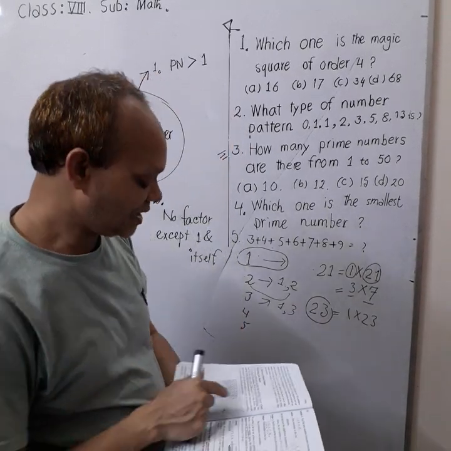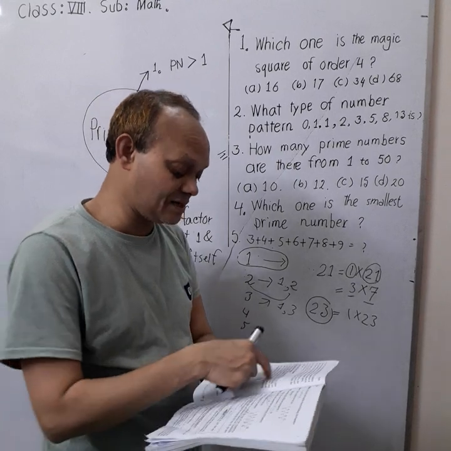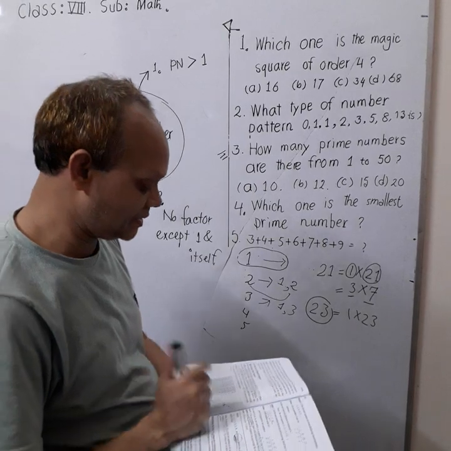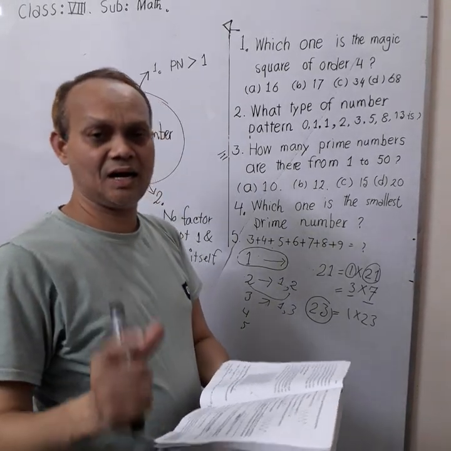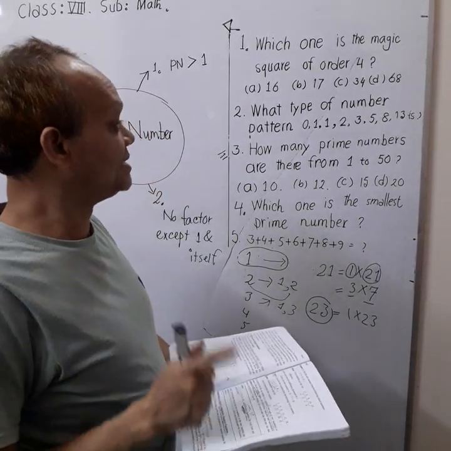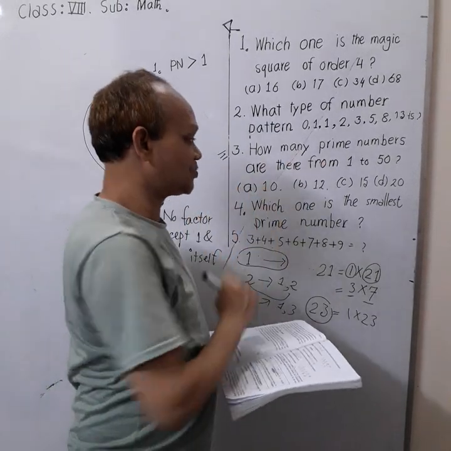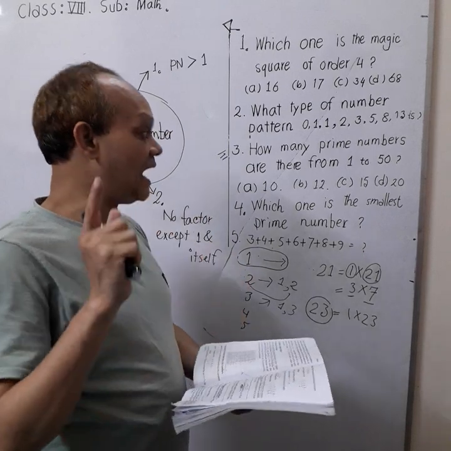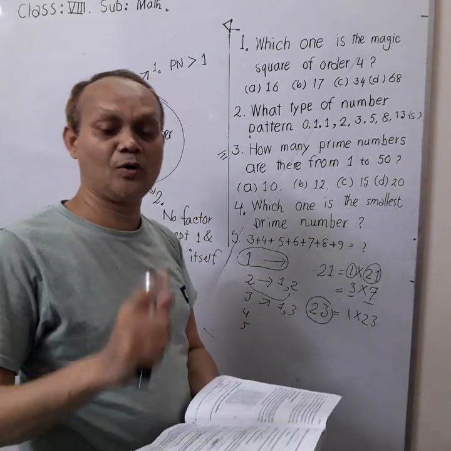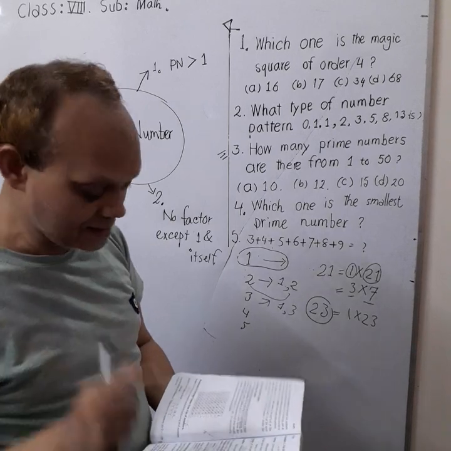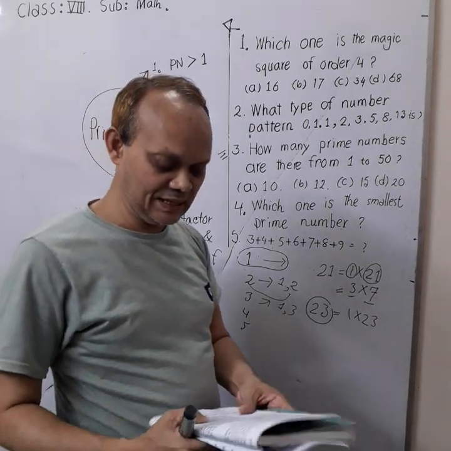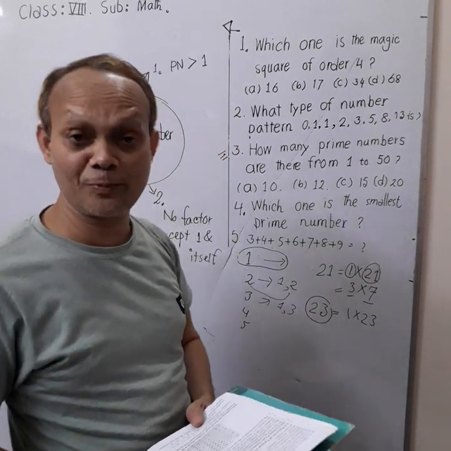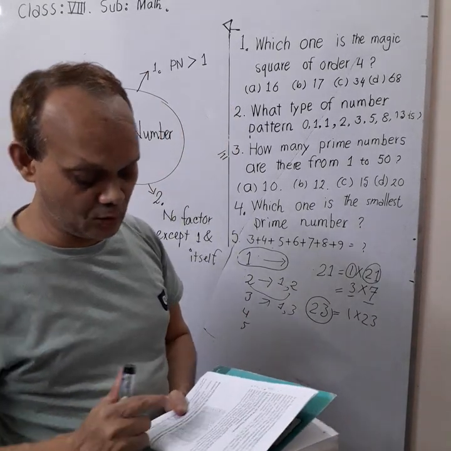Okay, so after observing the sieve of Eratosthenes, you can answer any question, like how many prime numbers are there from 1 to 50, from 1 to 100, or from 1 to 20. For example, if you see, from 1 to 10 there are 4 prime numbers. Who are they?